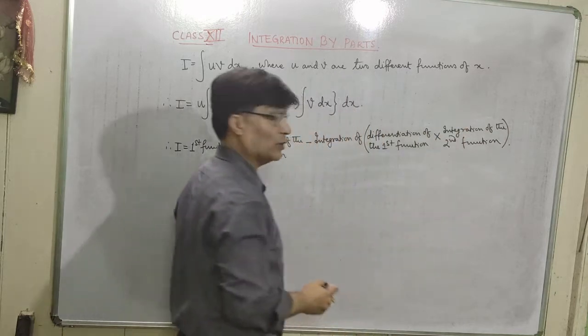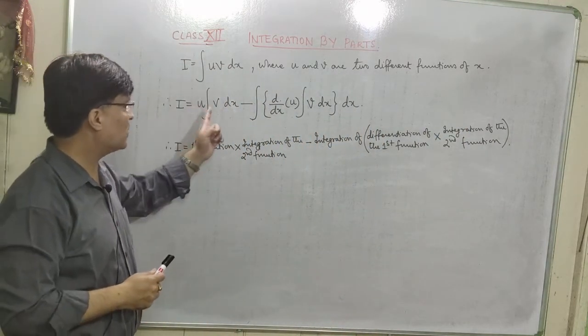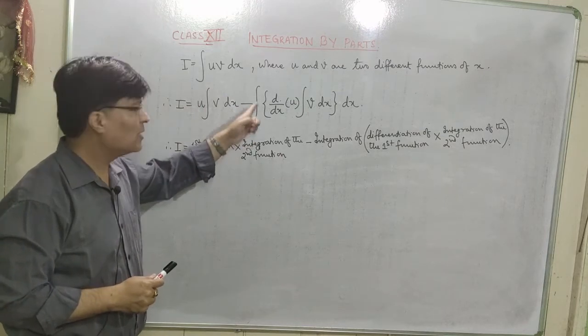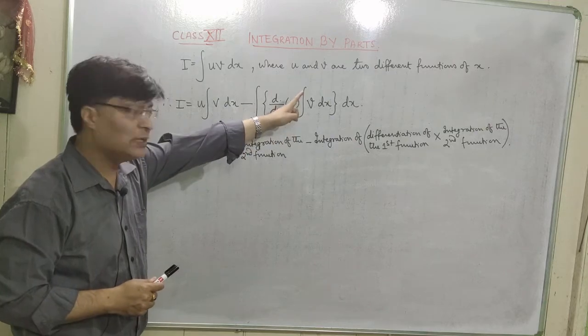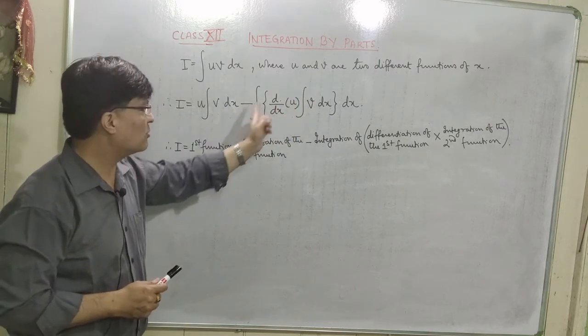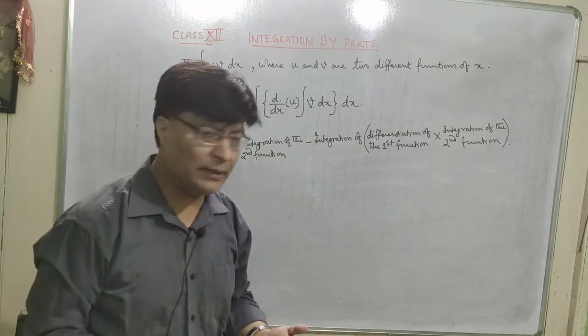So this is the formula, right? I is equal to u integral v dx minus integral of the differentiation of the first function with respect to x, then integration of the second function, second bracket closed. Then for this integration you have to write down dx. So this is known as integration by parts, okay?